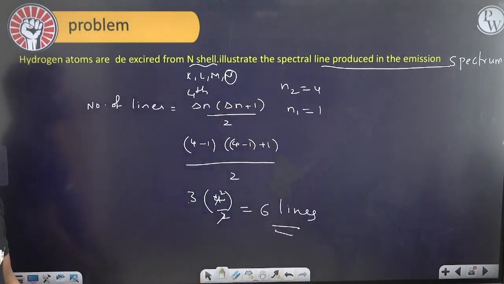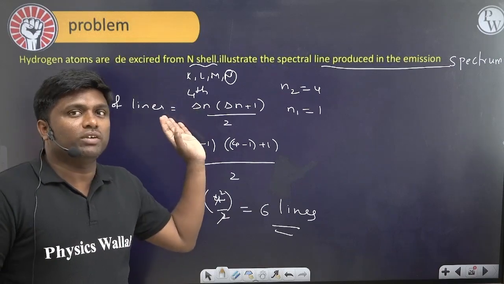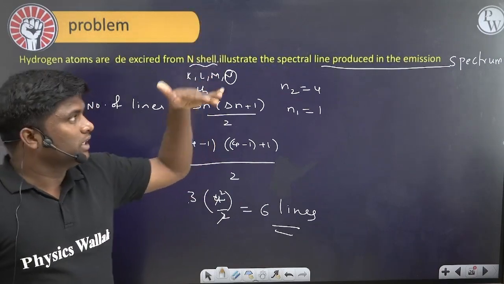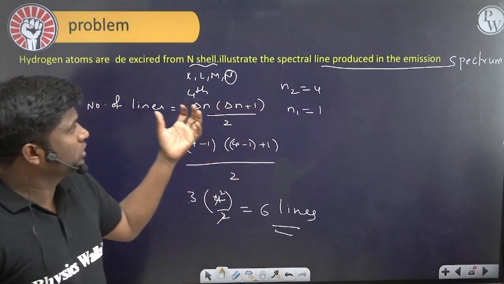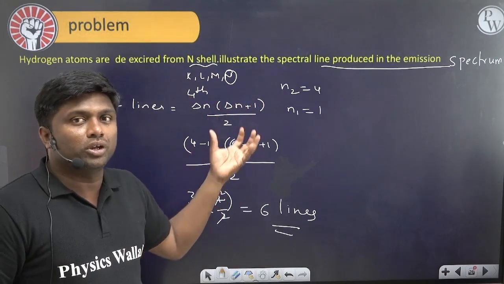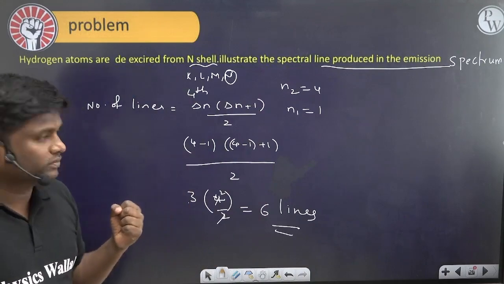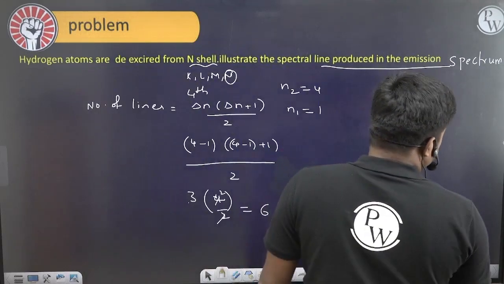So 6 lines are produced. When an electron is jumping from the fourth shell to the second shell, how many lines are produced? 6 lines. Fourth shell to the first shell, how many lines are produced? 6 lines are produced. Okay, and the next one.